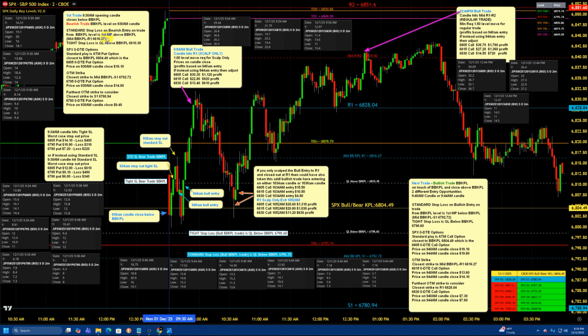For that, the standard stop loss on a bearish entry from the BBKPL level is the first midpoint above the BBKPL. So that's the standard stop loss here. The tight stop loss on a bearish trade from the BBKPL level is the QL above BBKPL, which is this level here.